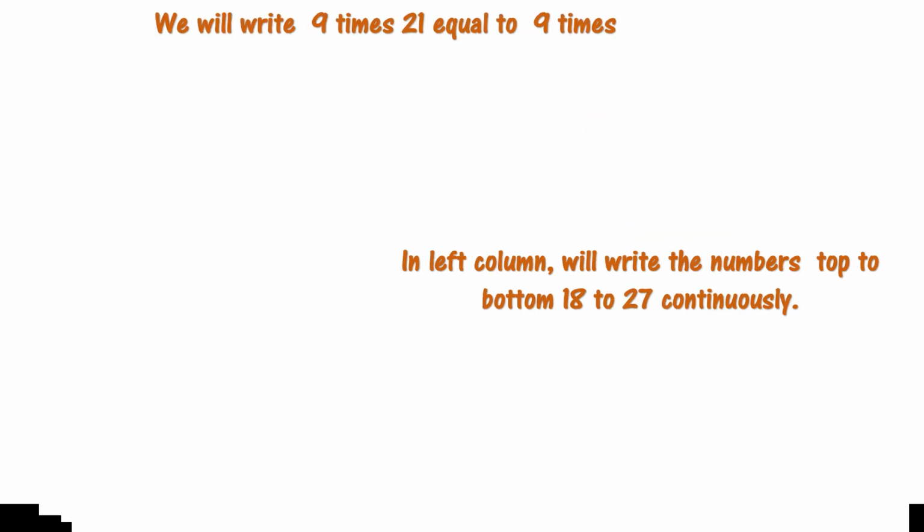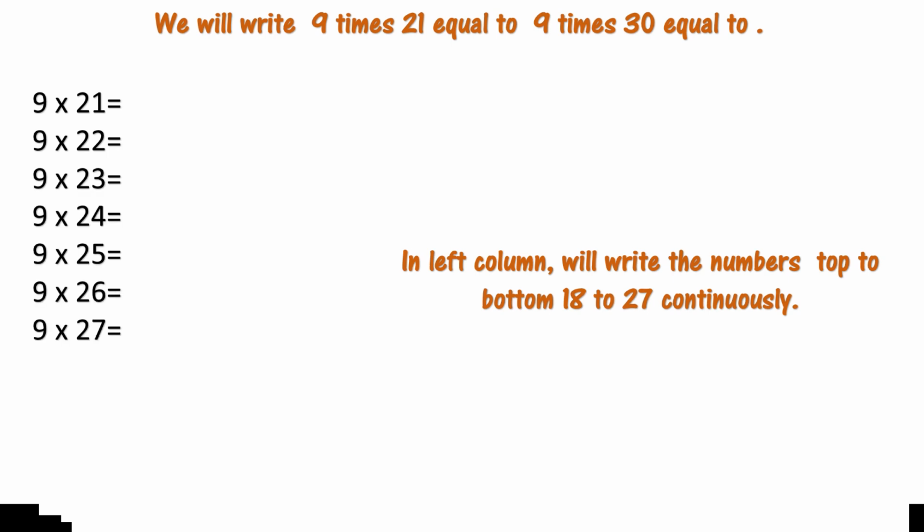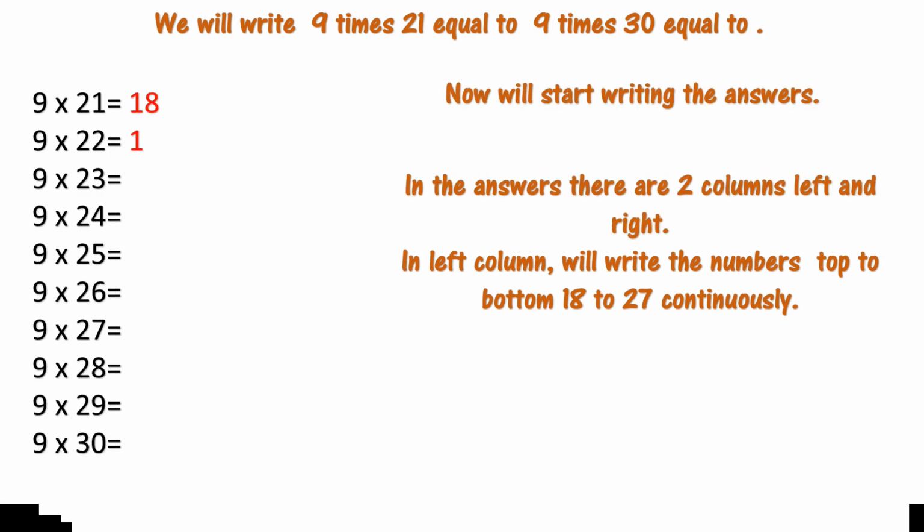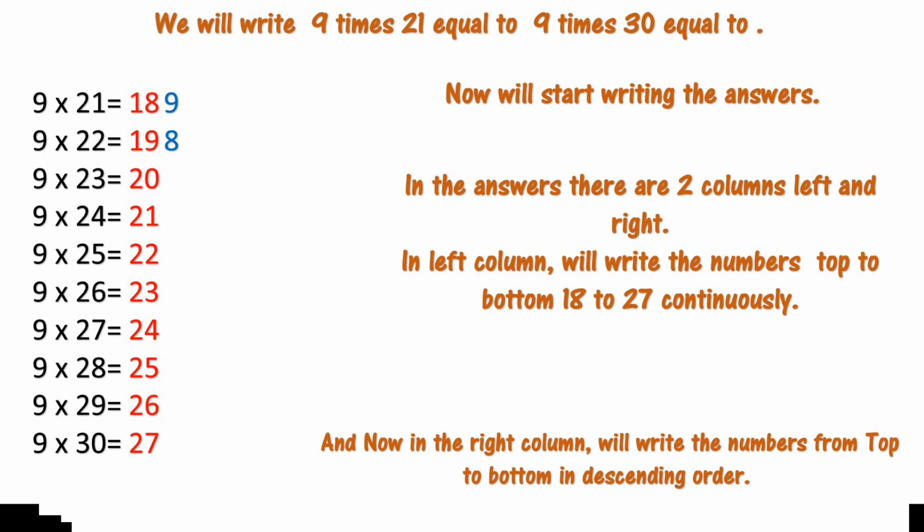We will write 9 times 21 equal to, up to 9 times 30 equal to. Now we'll start writing the answers. There are 2 columns, left and right. Top to bottom, 18 to 27 continuously. And now in the right column, we'll write the numbers from top to bottom in descending order.